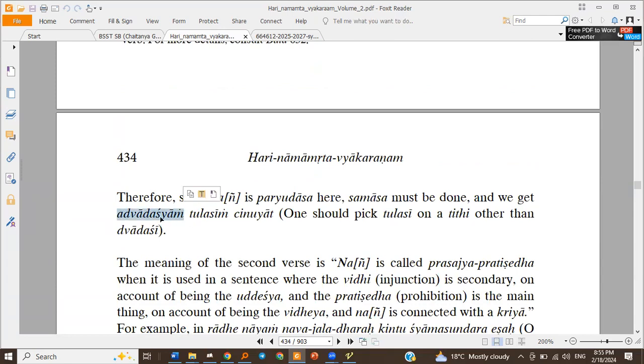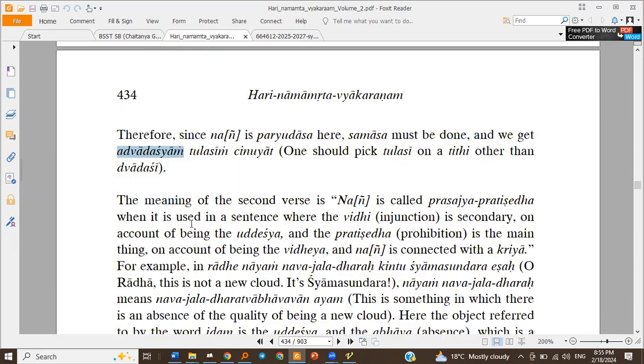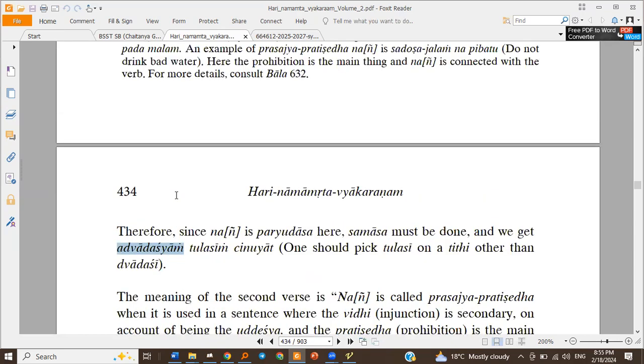Oh, I see. I hadn't turned the page for the second example. Yeah, to show. Okay. So, tadanyatva.